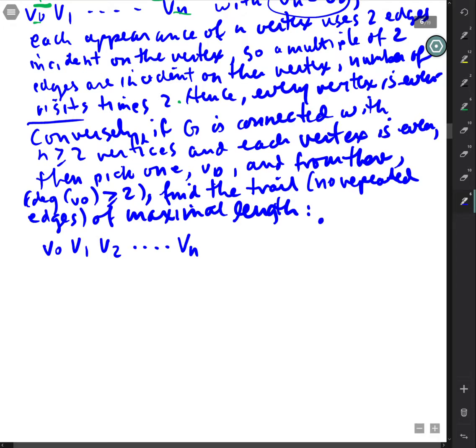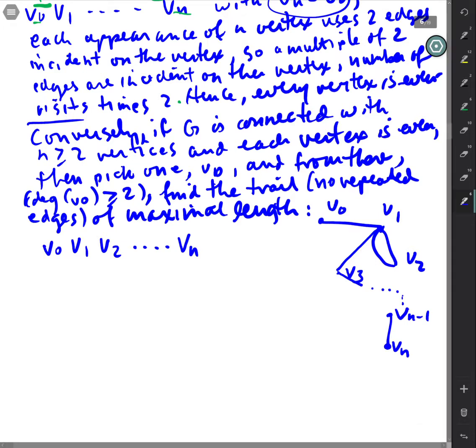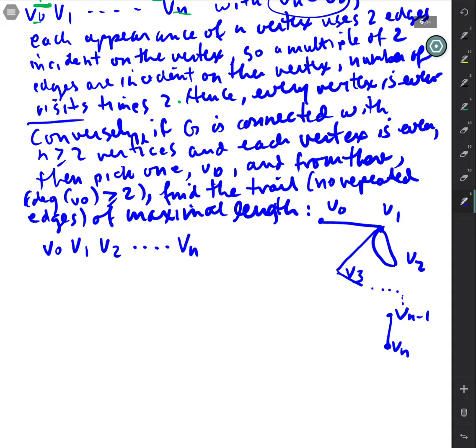So if I depict this as V0, it goes to a V1 here, it goes to a V2. It might go back to a V1 like so, and then go on to a different vertex, a V3, etc., and on down to Vn minus 1, and then it hits Vn. Okay, and that's where it ends. It has to end because there's only finitely many edges. So we'll find the one of maximal length, and there will be one of greatest length if we take all these different finitely many possible trails.